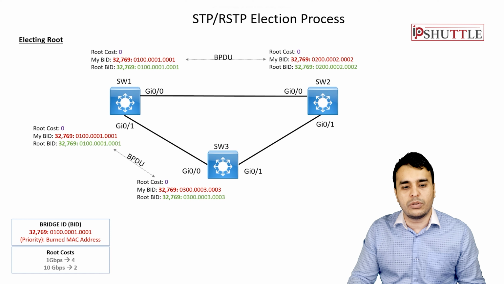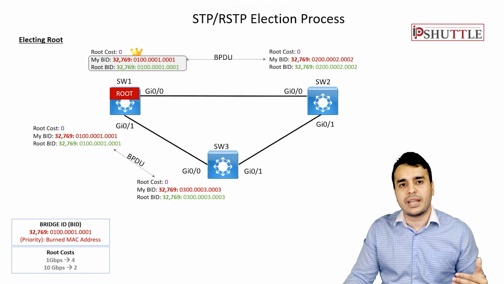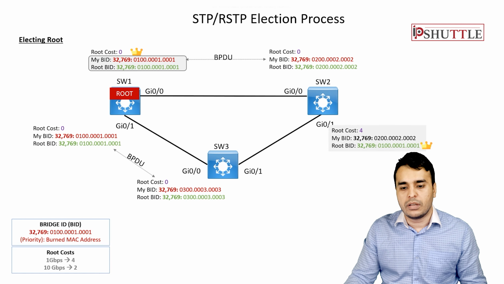What's going to happen, because if you notice that on switch 1 the bridge ID is lower than switch 2, switch 1 will be elected as root. Switch 2 will step down, and now it will send another BPDU, bridge protocol data unit, mentioning that my bridge ID is this one, but I have a root bridge ID after the election. I selected someone, and it will be sent to switch 3.